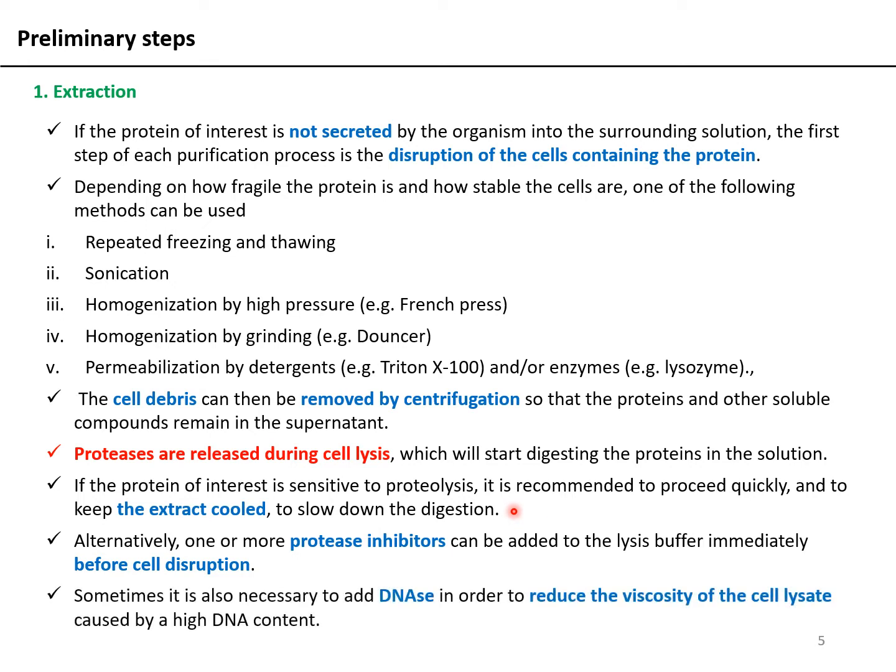Sometimes it is also necessary to add DNase in order to reduce the viscosity of the cell lysate caused by a high DNA content. Mostly in case of large scale protein purification, DNase addition is typically not required. But say for instance, when you want to isolate the protein from any mammalian cell culture, the genomic DNA content that will be released upon cell lysis will increase the viscosity of your solution several fold. So to reduce that, DNase is required to be added.